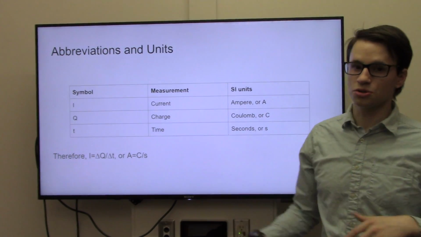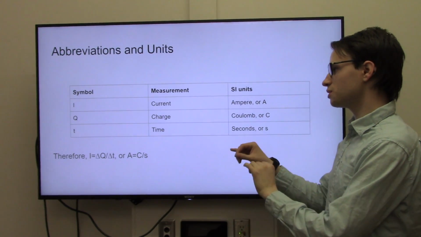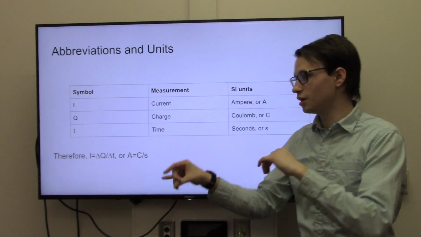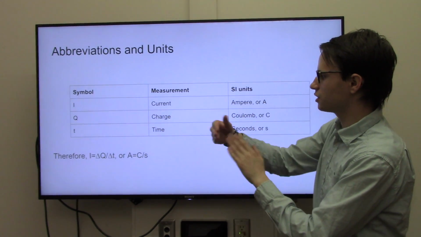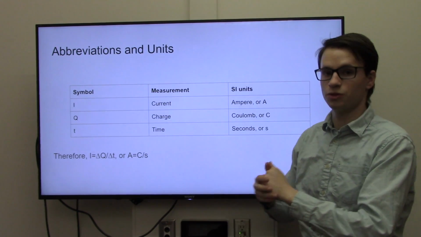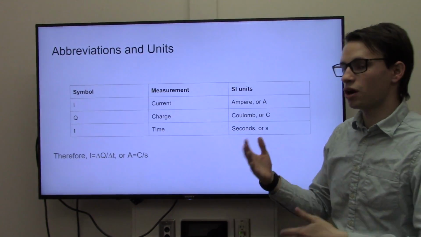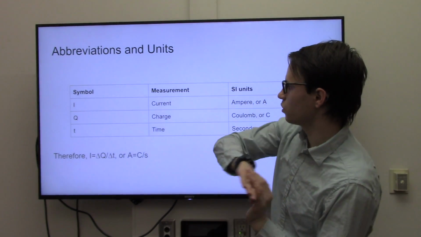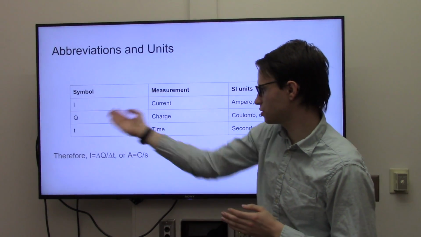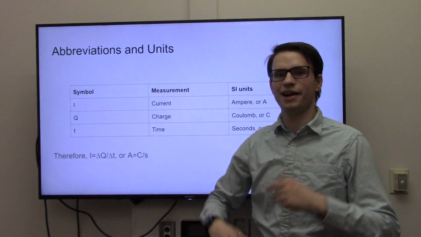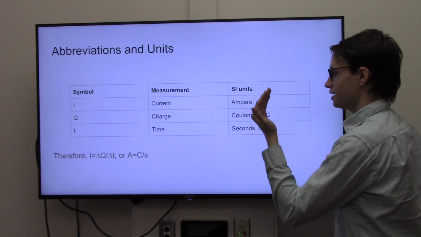An important thing to know about all of this math before we jump in are the abbreviations and units. Something that I find really hard about this class are all of the different measurements with the different symbols and the different units, right? So we have measurements like current, charge, and time, which is all we need to figure out current stuff, right? And on any kind of formula sheet, they're going to show up as I, Q, and T. Current is I, charge is Q, time is T, and then you have SI units, A, C, and S.